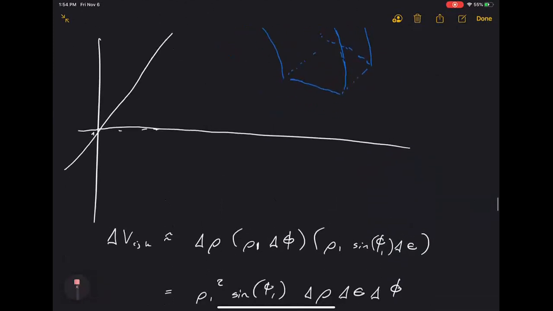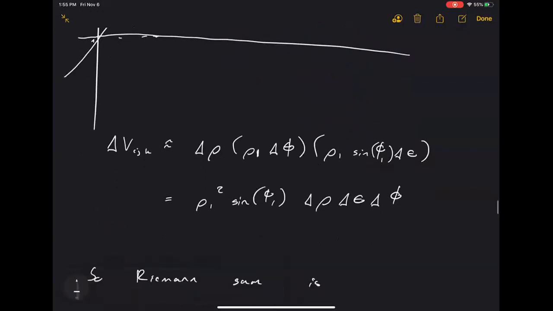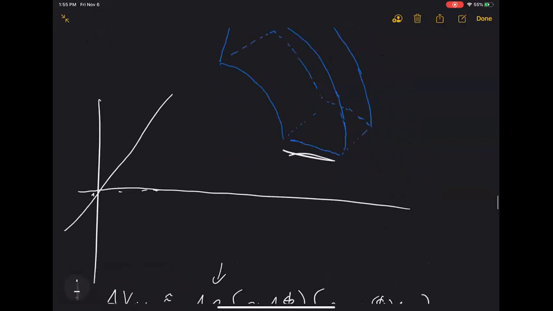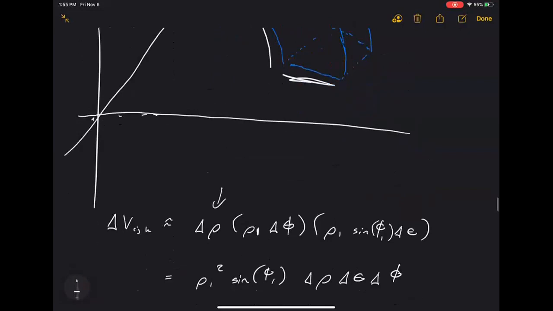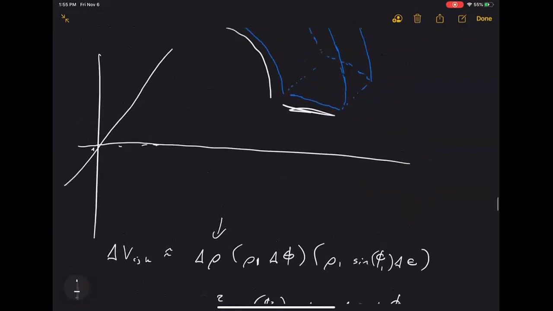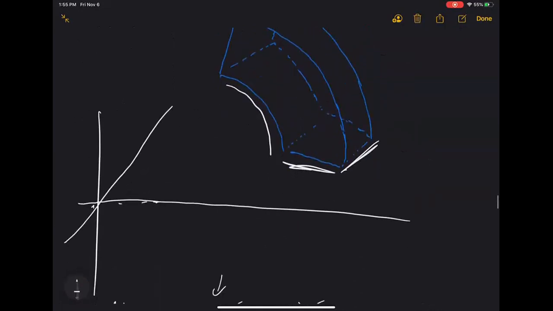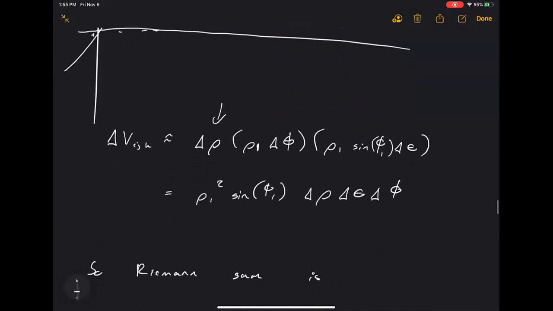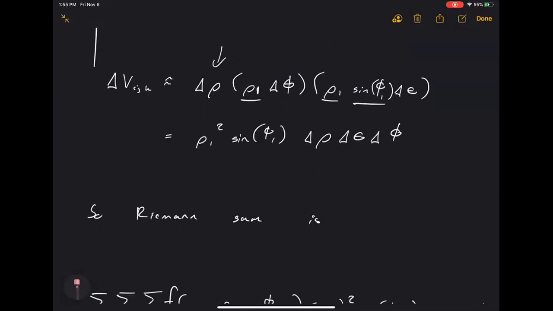So we see the approximate lengths of the sides of our box. We're approximating the volume of this wedge by multiplying the three sides together. We can talk about why this works in a second, but those three sides would be delta rho, this side, rho 1 times delta phi, this side, and rho 1 sine of phi 1 times delta theta, this side. We multiply those sides together, and we get roughly the volume of the wedge. Then just rearranging the terms, I have two of these rho 1s, so I'm going to combine them into rho 1 squared. I have this sine phi 1, I'm going to move that there, and then I just have my delta rho, delta theta, delta phi. So the Riemann sum.